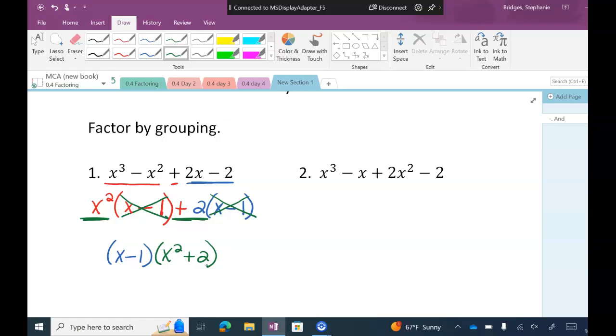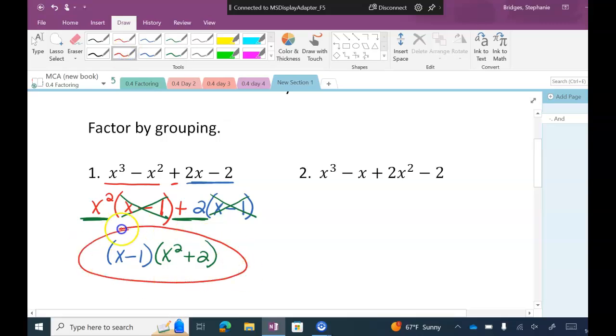The only other thing I want to check is whether I can continue to factor. Look in that first parenthesis, x minus 1. Are those both perfect squares or both perfect cubes? No. The 1 is, but the x is not, so I can't break that down any further. Then the second parenthesis, x squared plus 2. Are those both perfect squares or cubes? No. So this cannot factor any further, and my answer looks just like that. Does that make a little bit of sense?